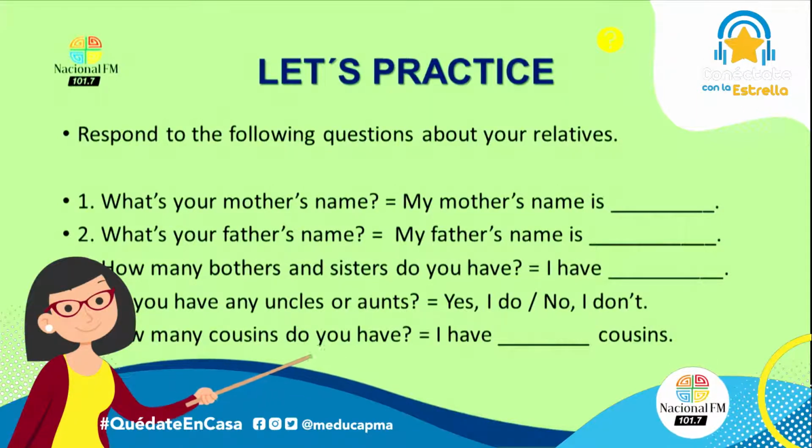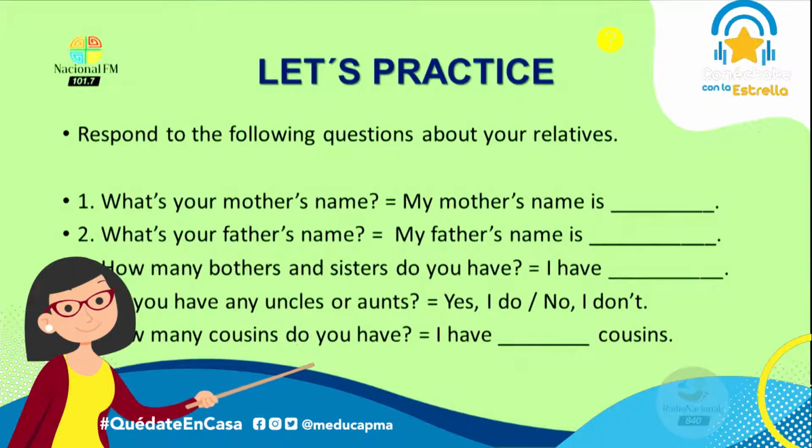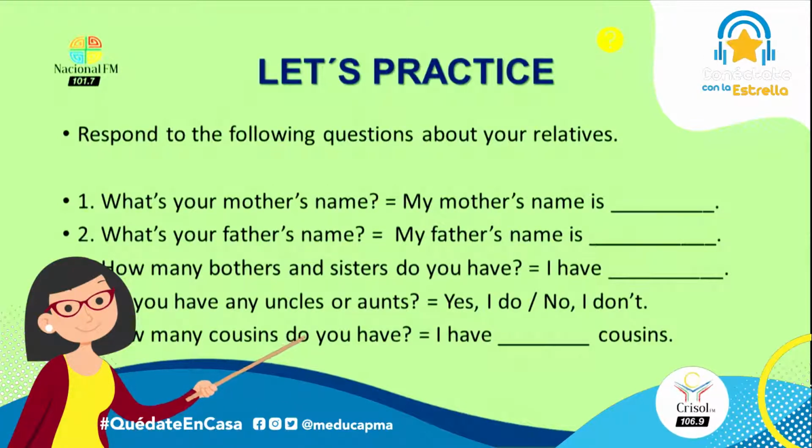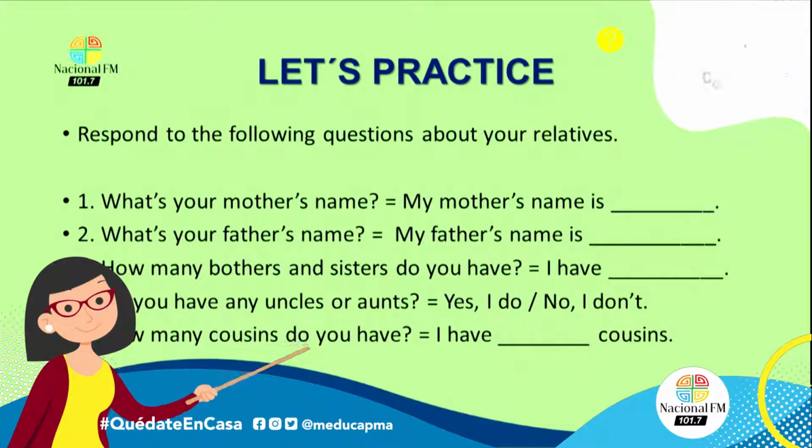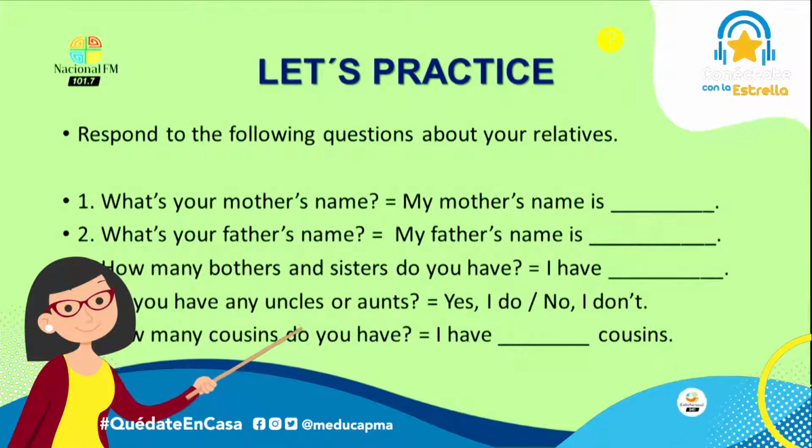That apostrophe S, ese apóstrofe indica posesión. El nombre de mi mamá, el nombre de mi papá. My father's name is. Number 3. How many brothers and sisters do you have? For example, in my case, I have 2 brothers. Yo tengo 2 hermanos.